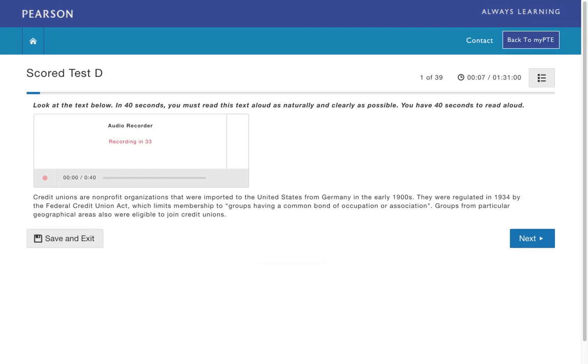Credit unions are non-profit organizations that were imported to the United States from Germany in the early 1900s. They were regulated in 1934 by the Federal Credit Union Act, which limits memberships to groups having the common bond of occupation or association. Groups from a particular geographical area are also eligible.